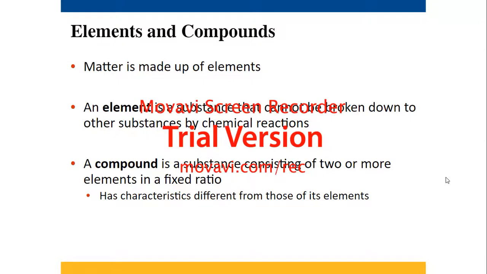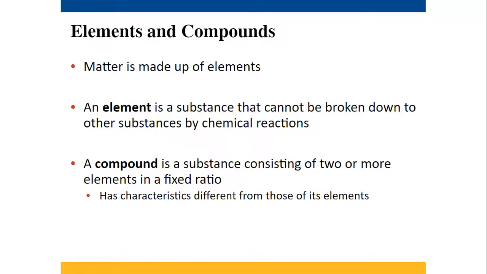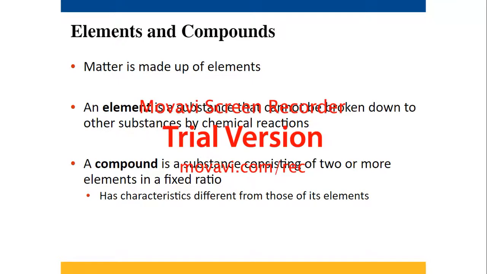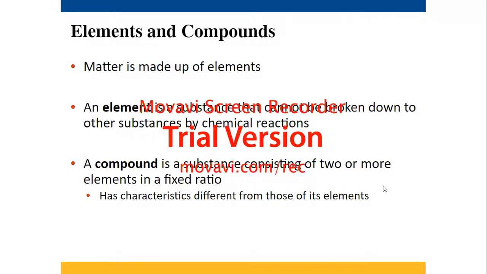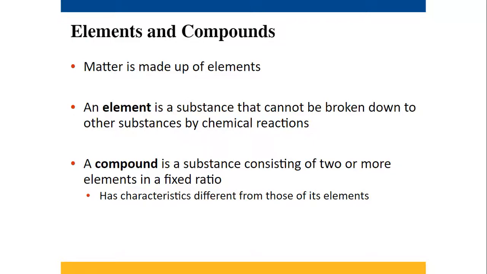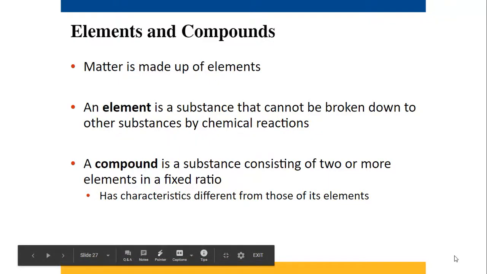Matter is made up of elements. An element is a substance that cannot be broken down to other substances by chemical reactions. A compound is a substance consisting of two or more elements in a fixed ratio. We're going to talk about it in the next slide. An element is composed of atoms of only one type, which gives the element its characteristic properties.